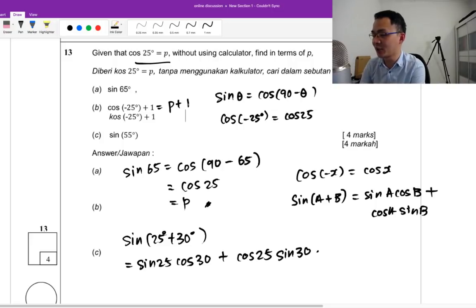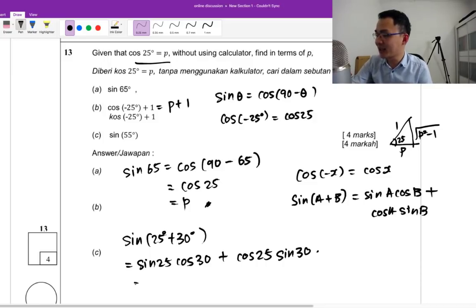Okay, C over here, but we have some problem here. We don't have sine 25, so I need to draw out the triangle for cos 25. I draw the triangle in the first quadrant because the question doesn't tell me which quadrant it is. This is 25 degrees. Cos is what? Adjacent over hypotenuse, so it's P over 1. So I can find the opposite length by using Pythagoras, which is P squared minus 1. So in order to find sine 25, I will say opposite over hypotenuse, so it will be square root of P squared minus 1 over 1, because the hypotenuse is 1.